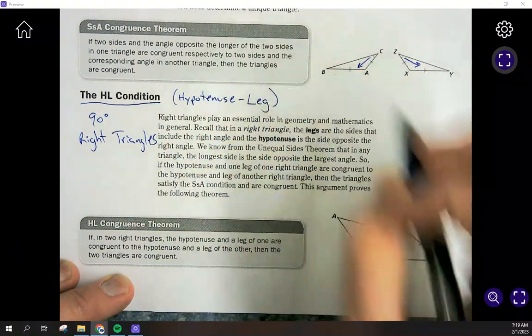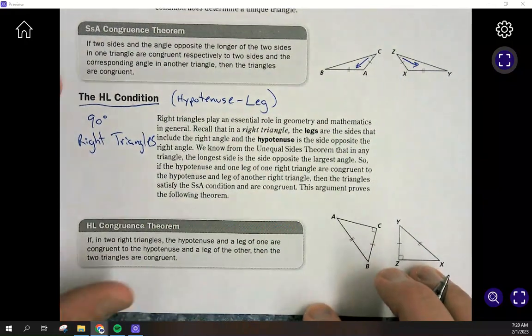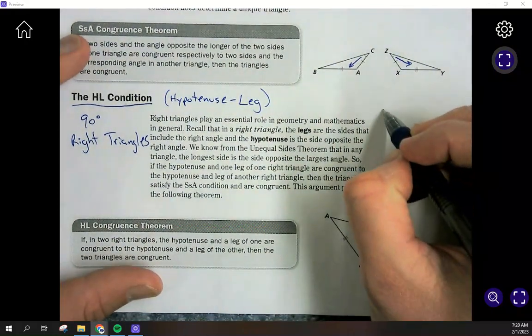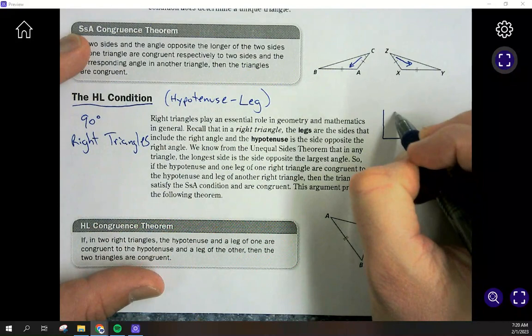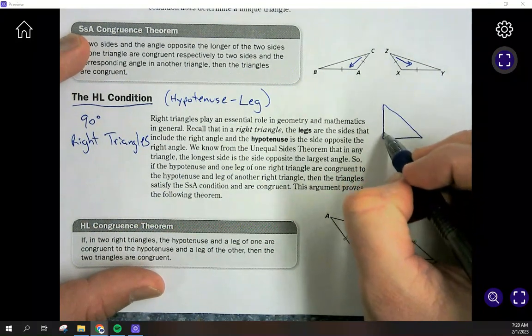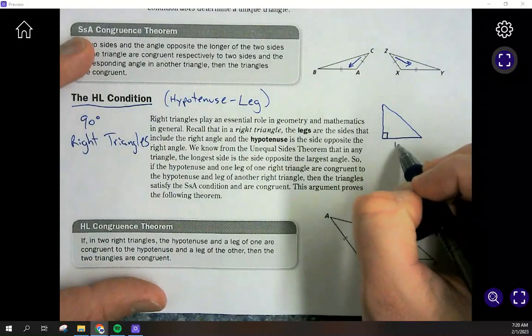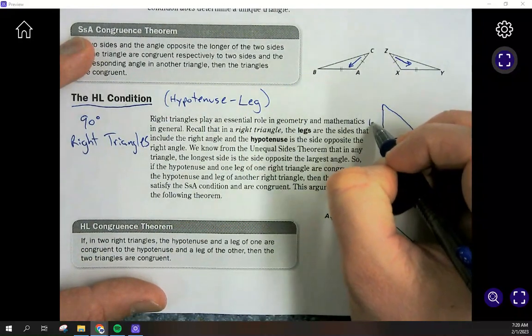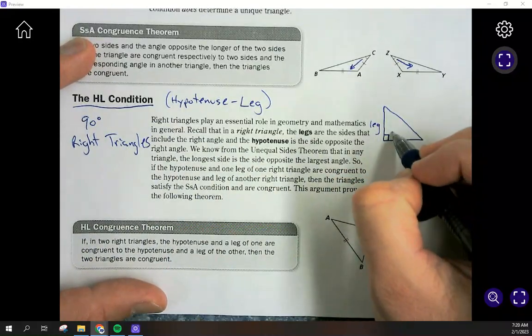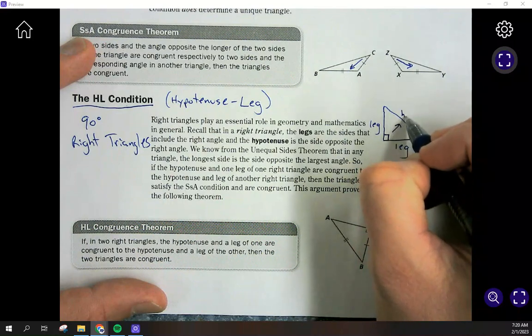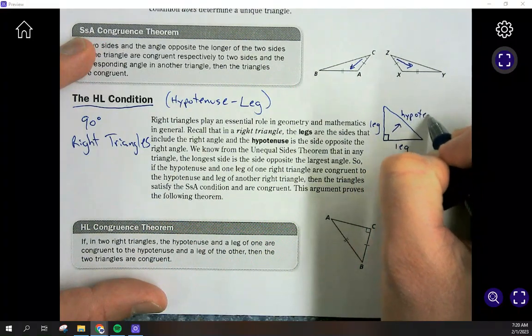That's what HL stands for. So you've definitely studied this at one point in algebra. You even talk about this. When we have a right triangle, we have two legs. And then the longer side, which is always across from the 90, is called your hypotenuse.